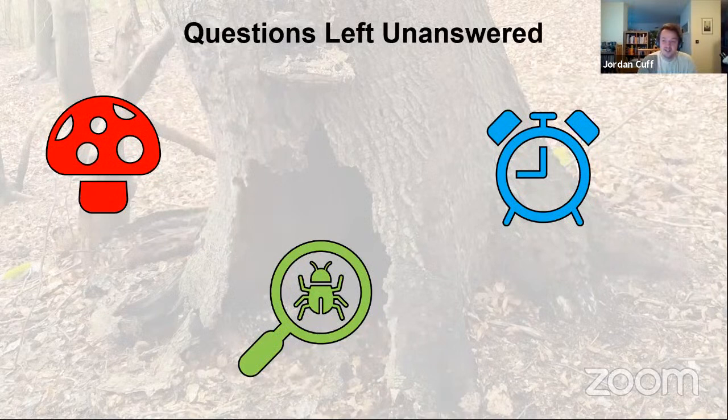There were some questions left unanswered though. So obviously the decay to create these rot holes, as I mentioned at the start, is all just to do with fungi. And there's a really dynamic community of fungi present in all of these trees. So to actually look at the fungi and whether the beetle is relying on specific fungi is a whole other question, and one that I think would be very interesting.